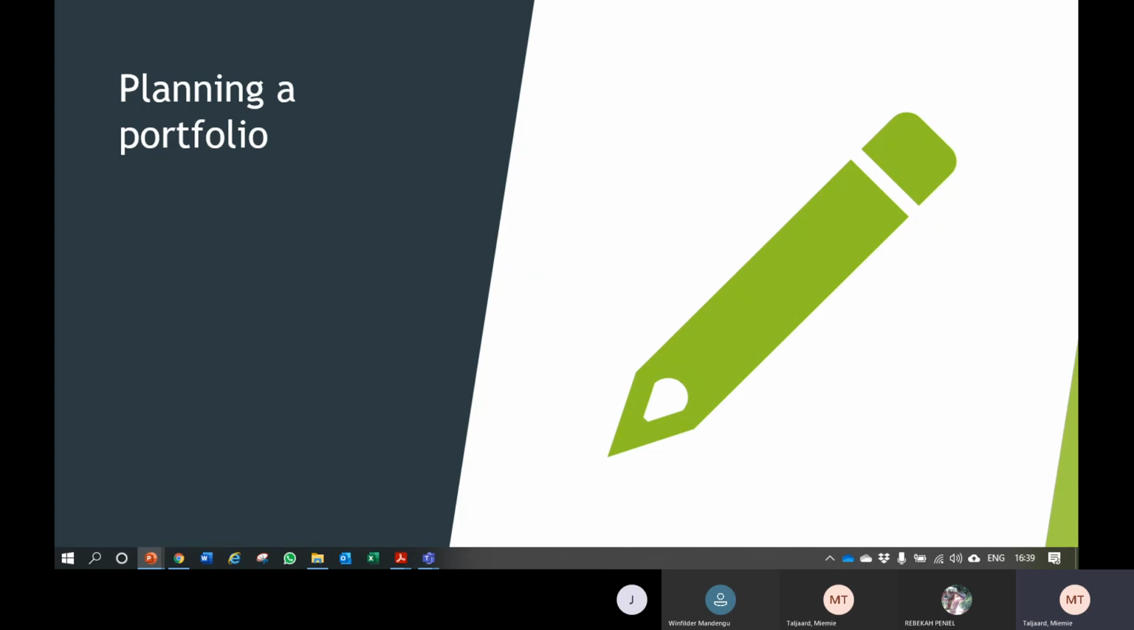Now, this portfolio, I can't remember, but I think it's something like 60% of your year mark. And once you've handed in the portfolio, it will be kept in the exam archives. So it's important that you remember to keep a copy of your portfolio so that if something happens, you may have to submit it again.